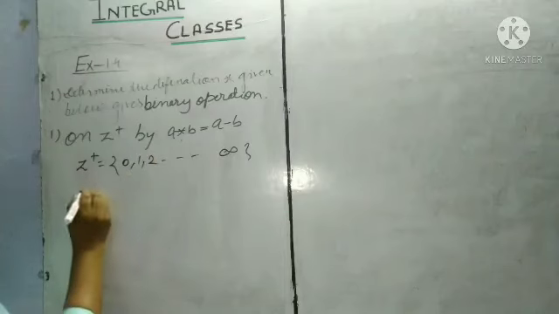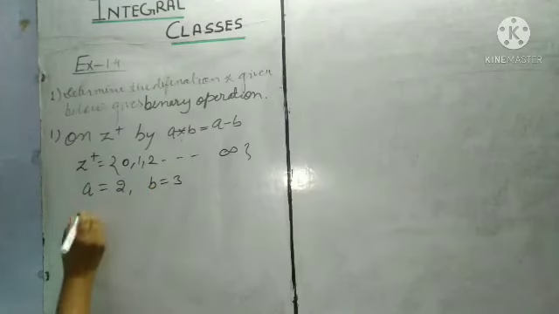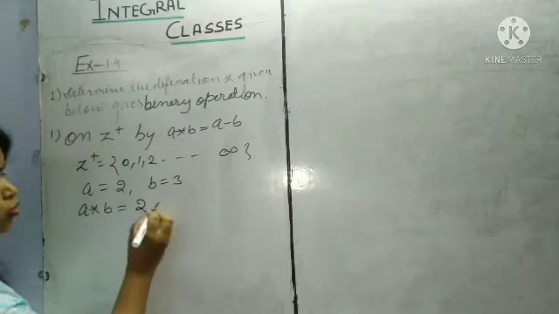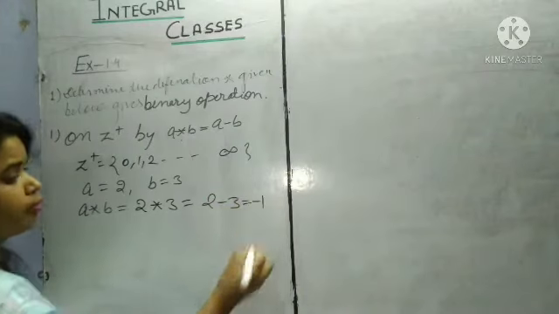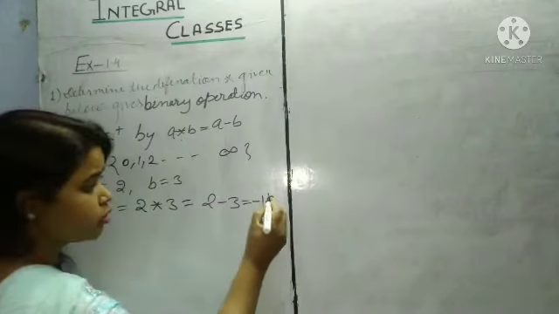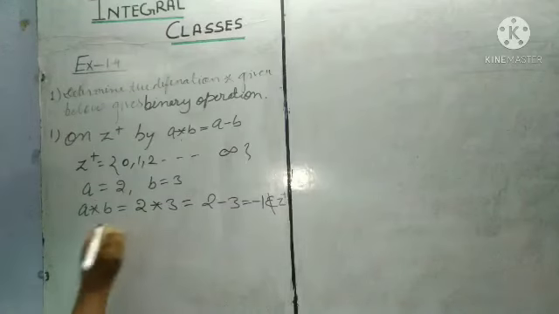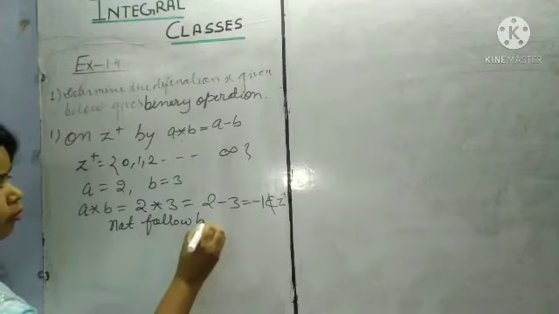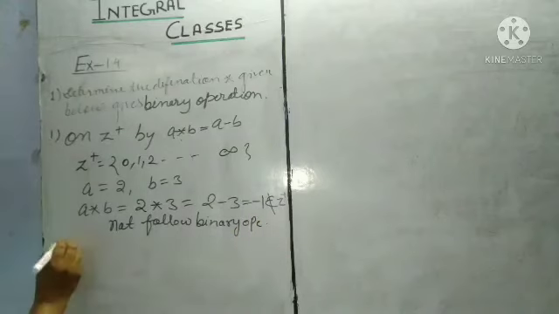Now we will take two elements, a equal to 2 and b equal to 3. So students, we will apply the binary operation a star b. It means 2 star 3 equals 2 minus 3, and we will get minus 1, and minus 1 does not belong to Z plus. So it does not follow binary operation.